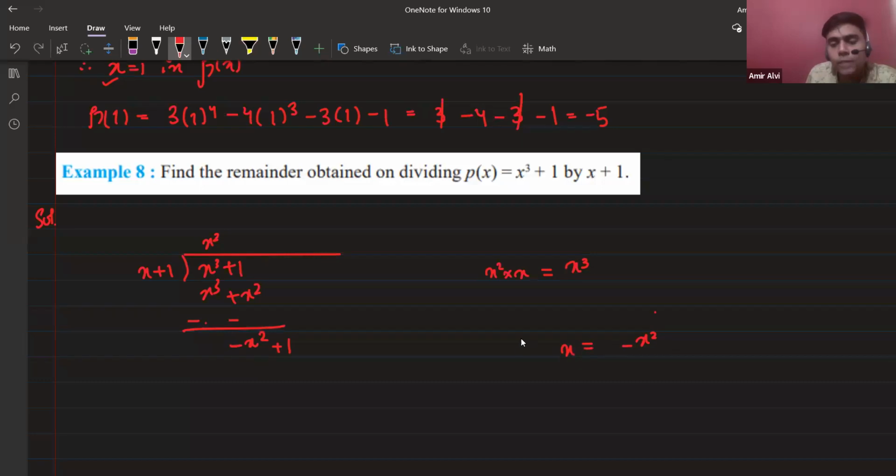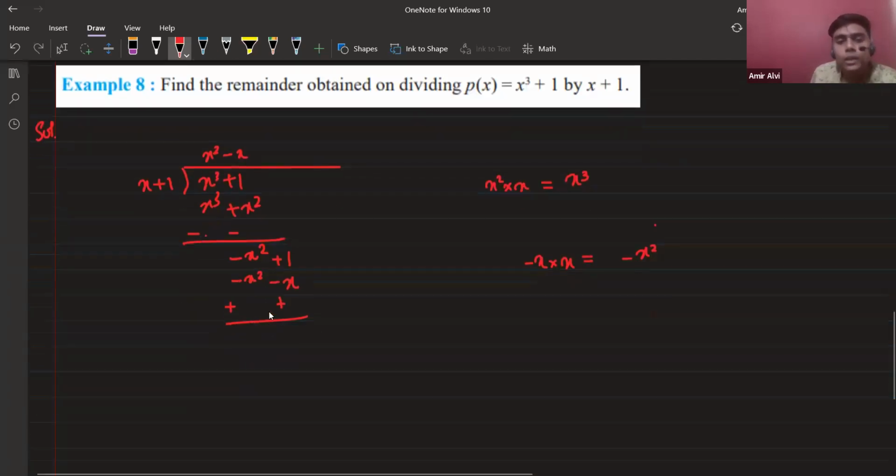I have x. What should I multiply with x? Minus x. Abdul, minus is there, na? So minus x will be multiplied. Minus x square, minus x. The sign will change, so this will become positive and this will become positive. So x square will cancel this negative x square. Now there is nothing which can subtract this x, so I will write x as it is, plus 1. Yes or no?